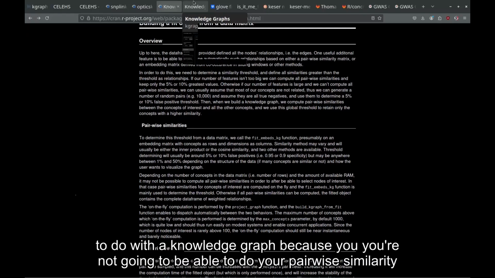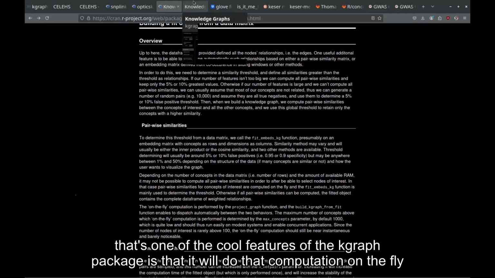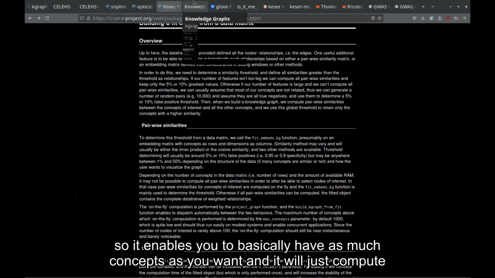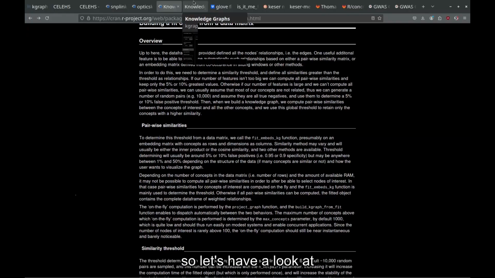Because you're not going to be able to do your pairwise similarity matrix if you have more than 10,000 elements, basically, because you will need a huge RAM. And so that's one of the cool features of the kgraph package, is that it will do that computation on the fly. So it enables you to basically have as many concepts as you want, and it will just compute the closest ones as you ask for the knowledge graph of that concept.